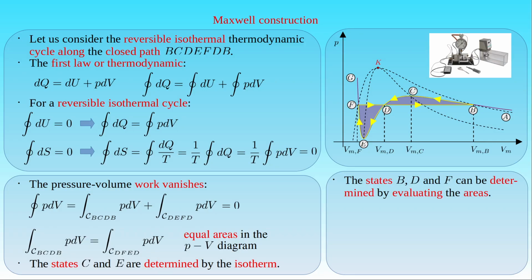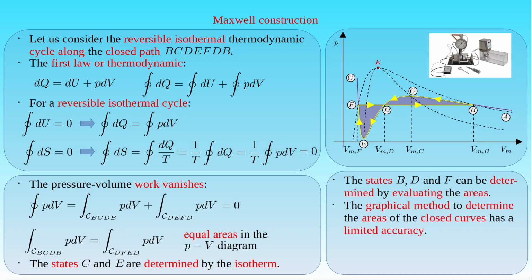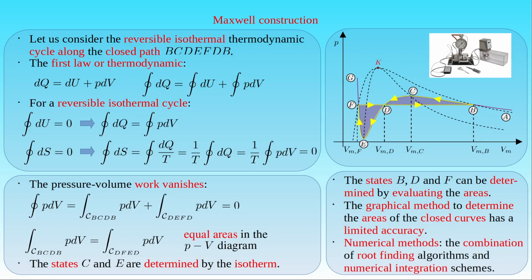The most straightforward method to find the equal areas is the usage of a fine grid on the pressure-volume diagram, where the cells covered by the areas of the two closed curves can be counted. By using a trial and error method, the difference between the counts determined for both the areas must vanish for the proper choice of the boundary points. Evidently this method has a limited accuracy, and nowadays various numerical methods are applied for the Maxwell construction. They normally include some combination of numerical integration schemes and root-finding algorithms with iterative techniques.